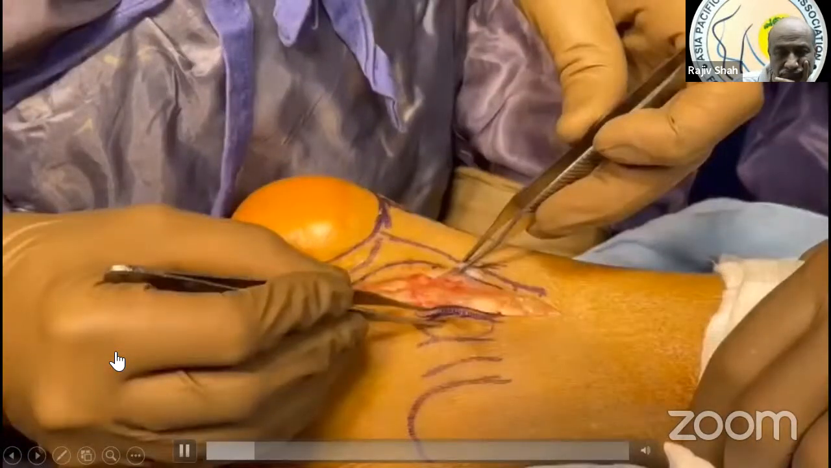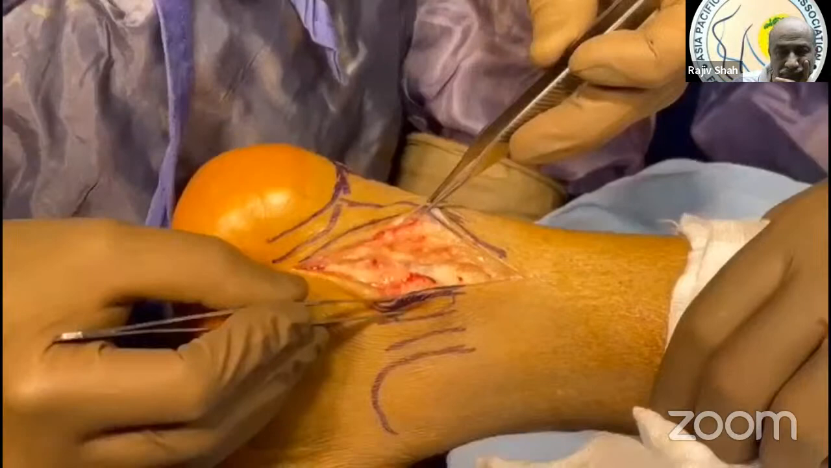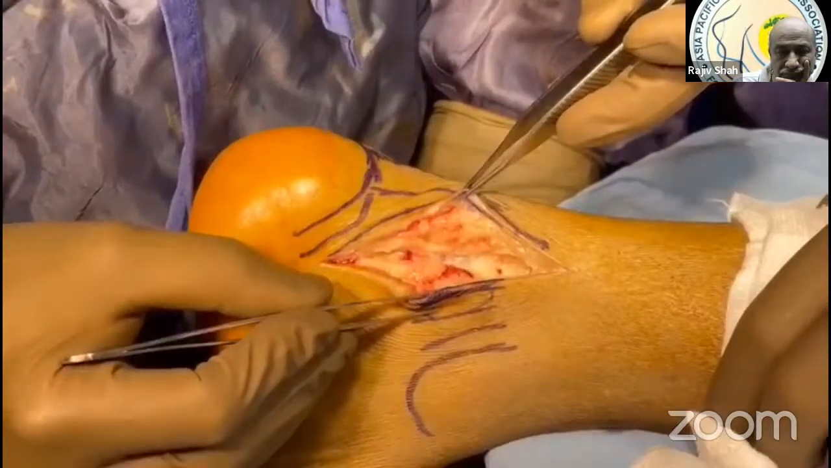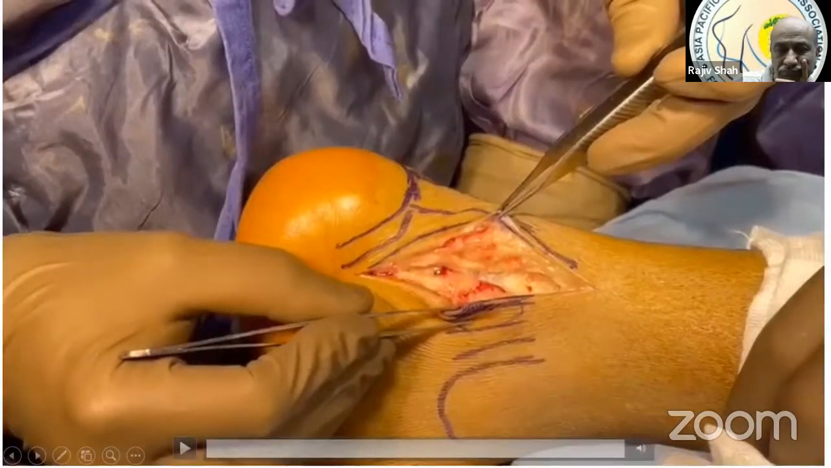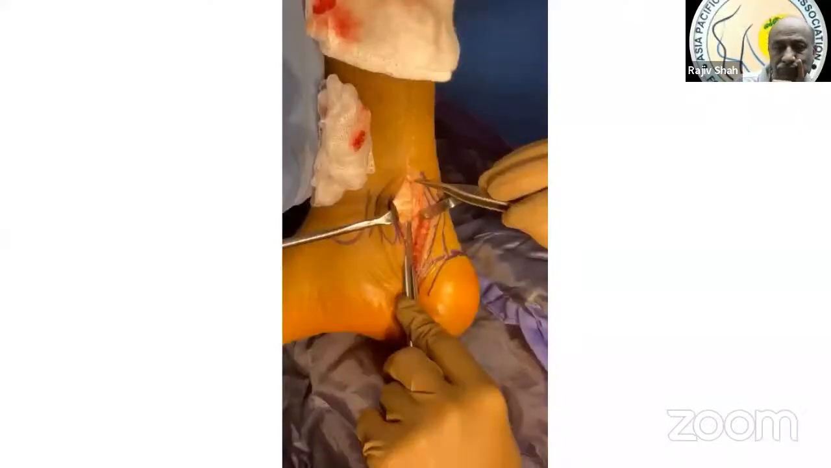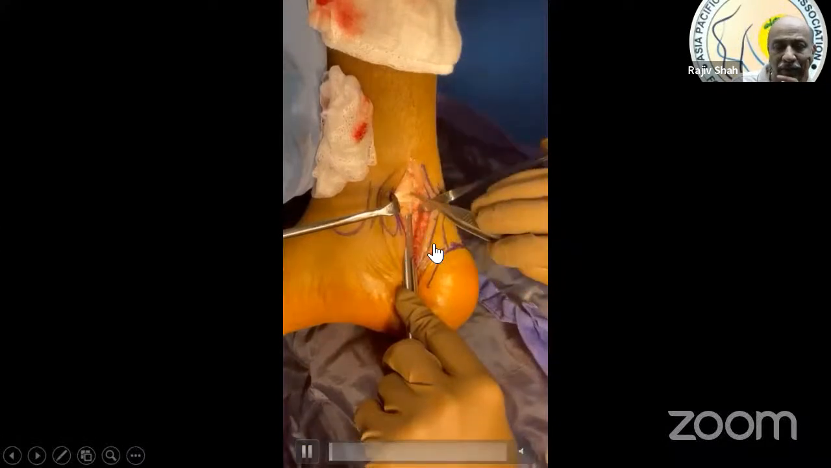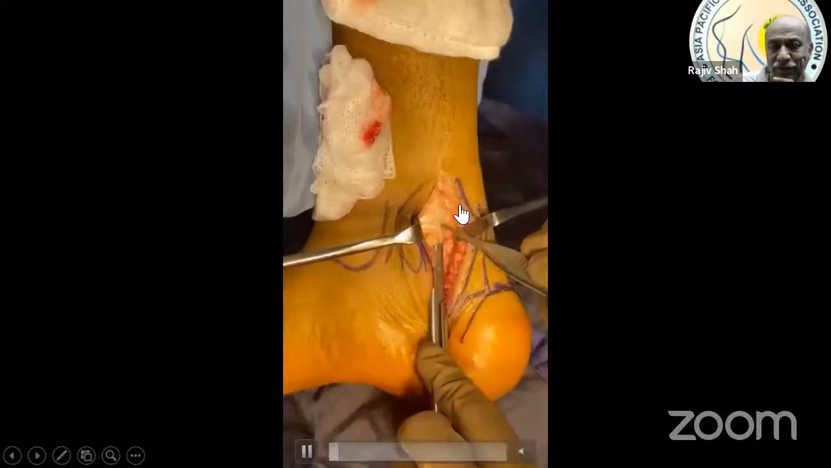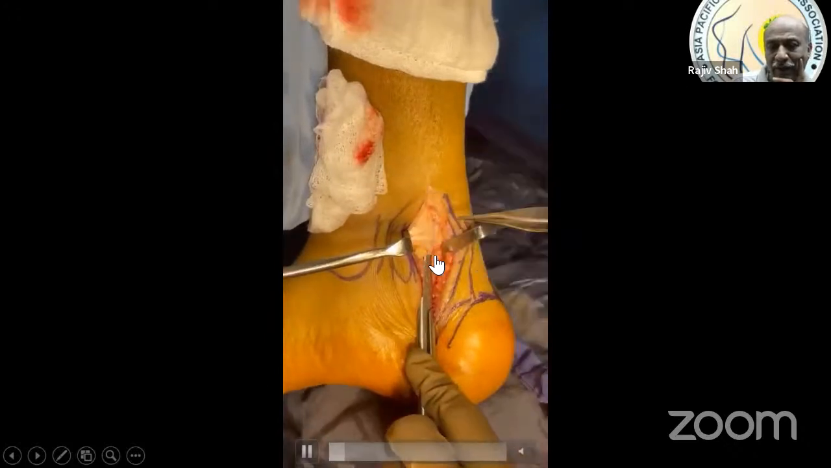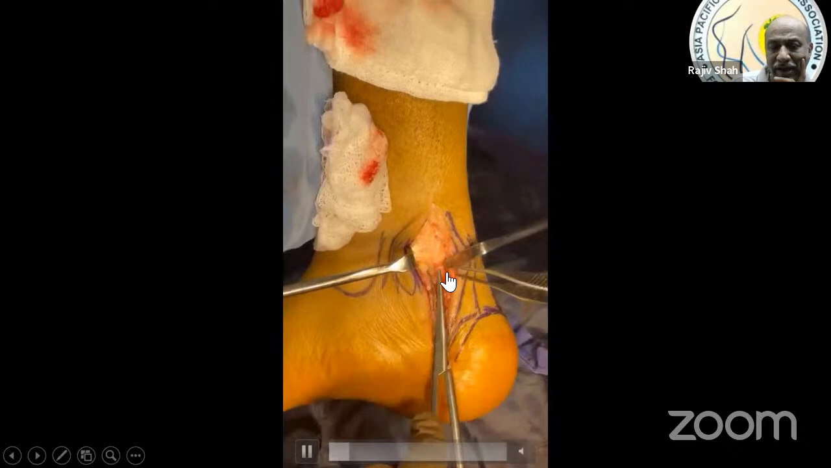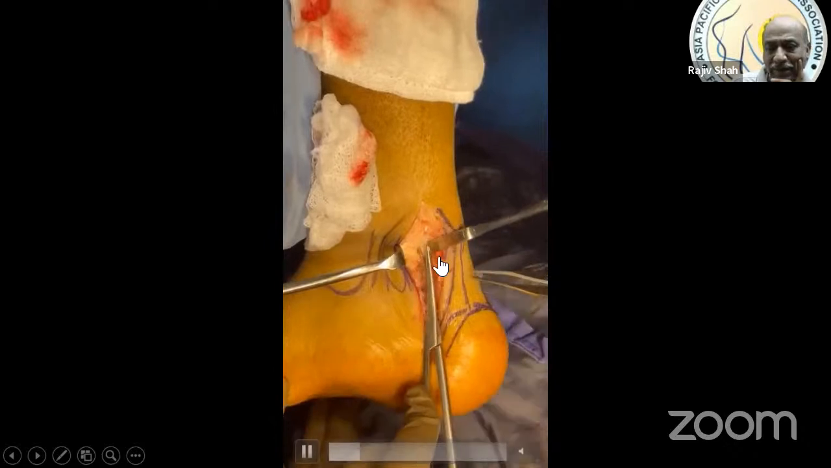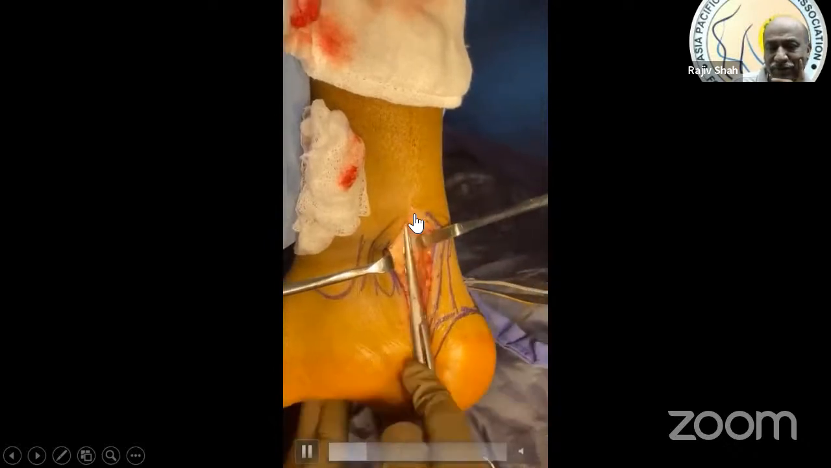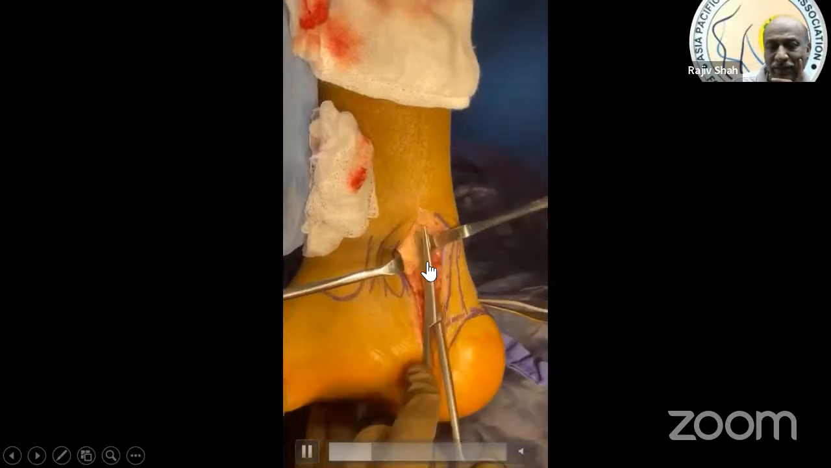So we have cut the skin and subcutaneous tissue, and this is how the picture looks. Once you open the skin and subcutaneous tissue, you should be going very, very close to the tendo Achilles, and then when you dissect deep to the tendo Achilles, or just by the side of it, there is an aponeurosis. Now this is the aponeurosis or the sheath under which you will find flexor hallucis longus.